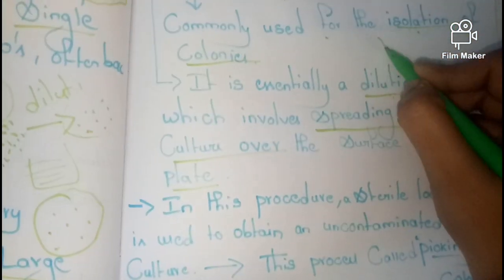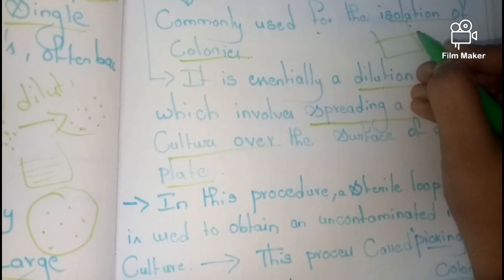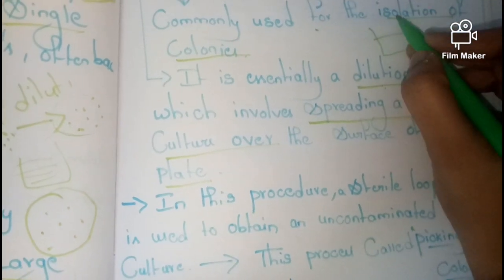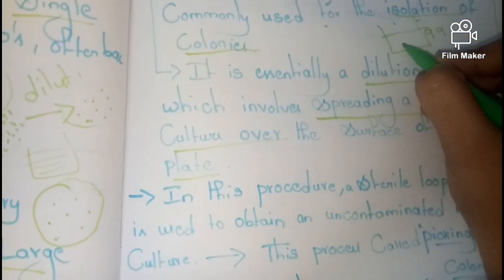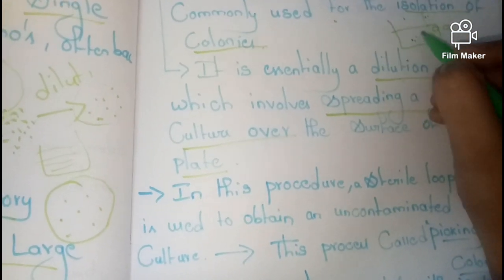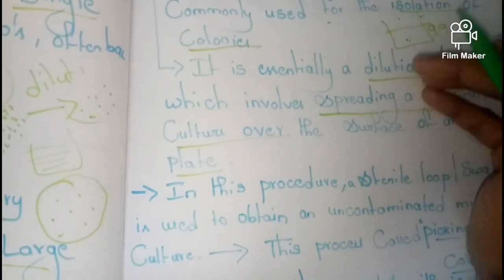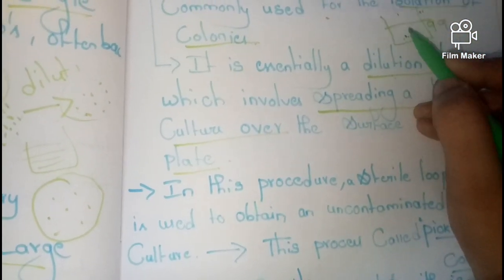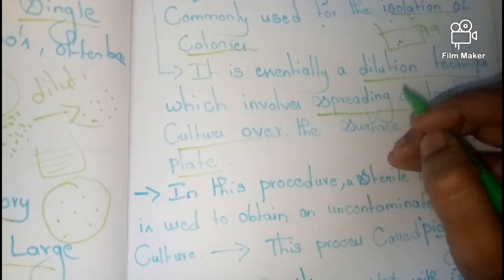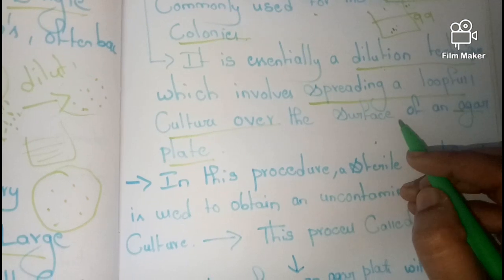Then we are going to take the water, about 99 ml of the water, and dilute that loopful of inoculum into this 99 ml of water. The population of the bacteria gets decreased or dispersed in this 99 ml of water. From this we are going to take a loopful of inoculum and spread that culture on the surface of the agar plate.